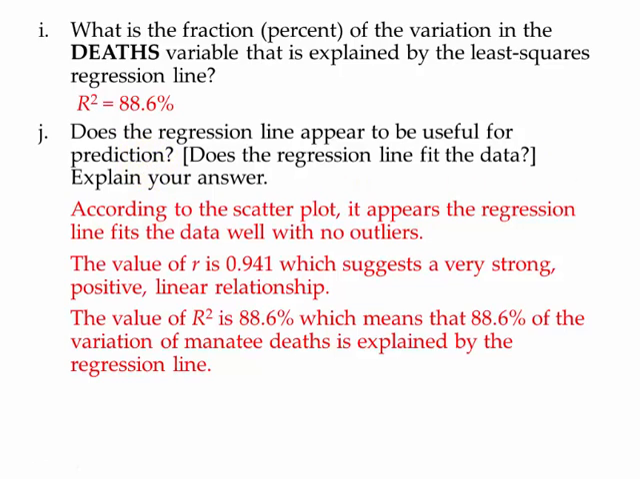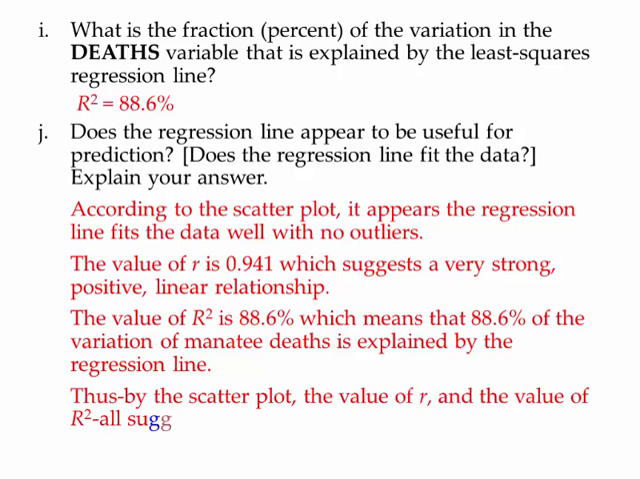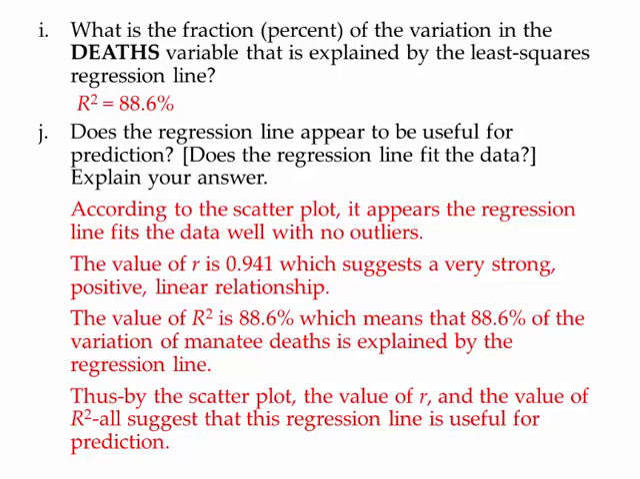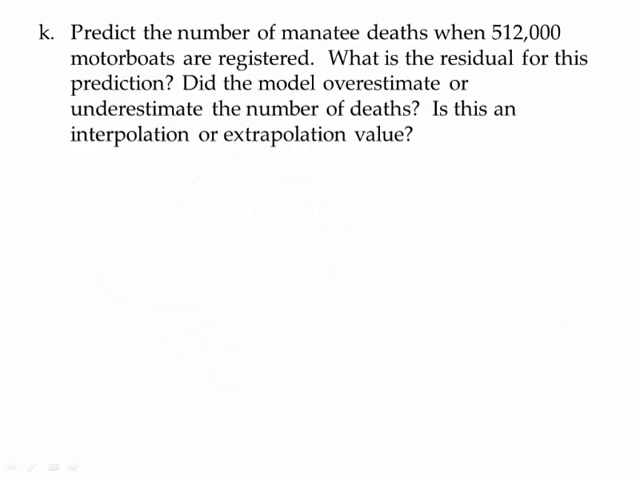So when you're answering this question, you want to have a summary sentence that summarizes these three pieces of information. So you could say something like this: thus, the scatter plot, the value of R and the value of R squared all suggest that this regression line is useful for prediction. The next question, K. Predict the number of Manatee deaths when 512,000 motorboats are registered. What is the residual for this prediction? Did the model overestimate or underestimate the number of deaths? Is this an interpolation or an extrapolation value?